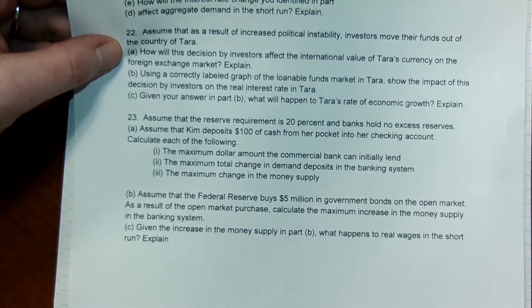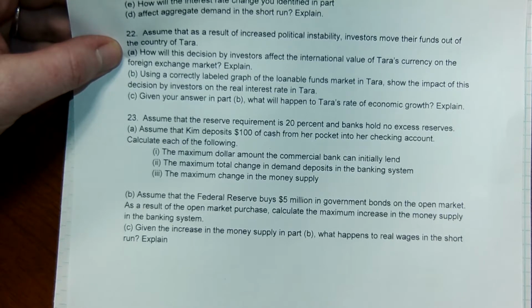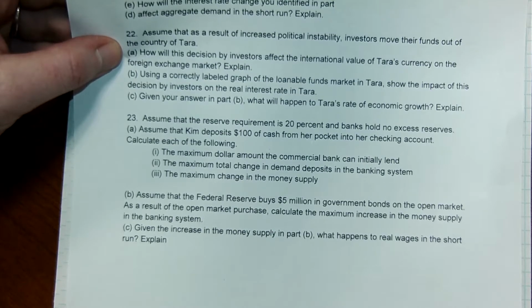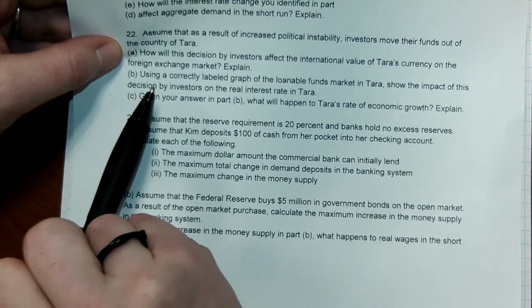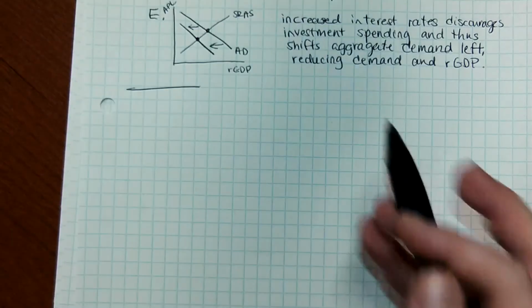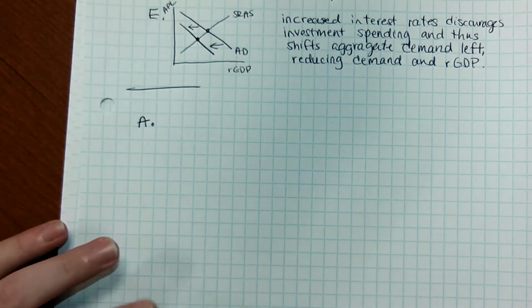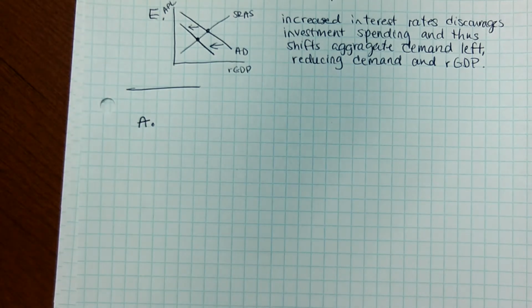Now, you guys haven't studied the foreign exchange market yet. That's the last model you guys will learn, the foreign exchange market models. However, I chose to include this question because I think you can logically figure this portion out. So let's look at it. We've got A here. Political instability. People don't have as much faith in the system here. Big investors decide to move their money overseas. How will this decision by investors affect the international value of Terra's currency?